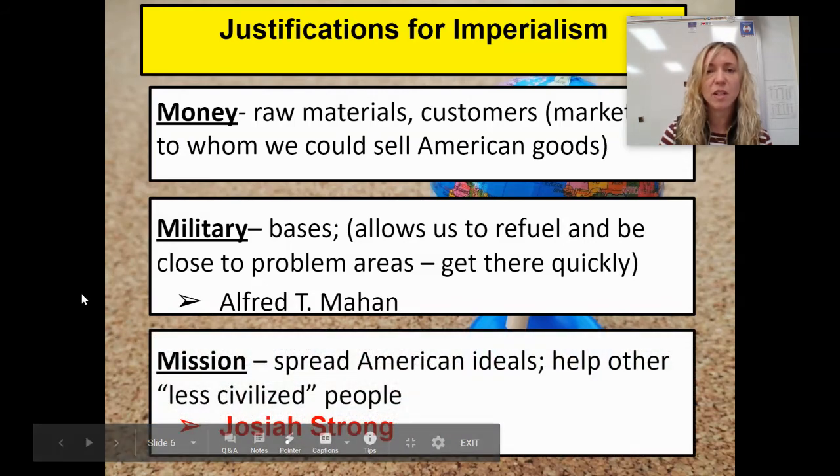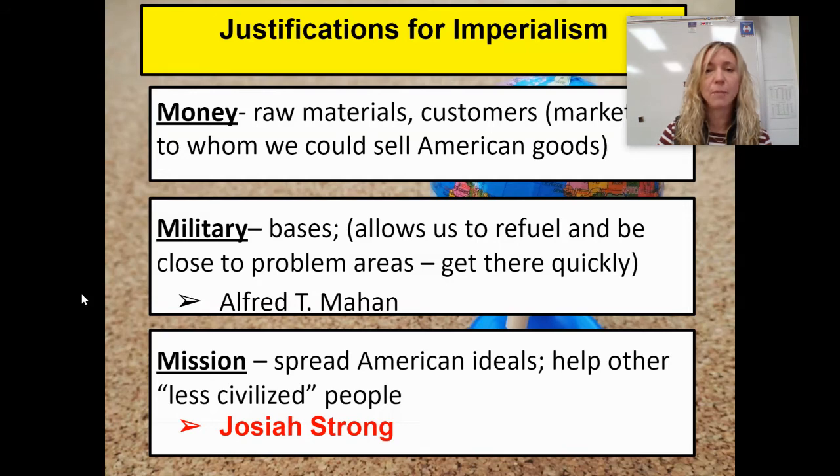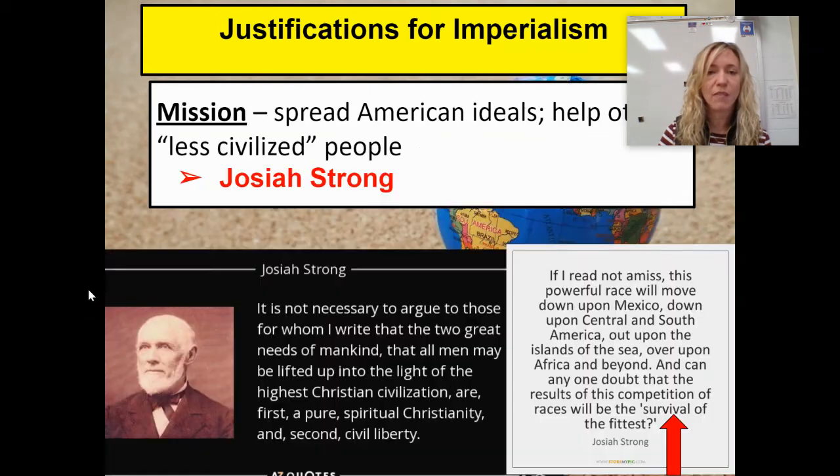And then the last M is going to be mission. There are some people pushing for us to do this because they feel that American culture and Christianity are superior to other cultures and religions, and that we have a duty to spread it to other people. Josiah Strong, one of our Quizlet terms, is a great example of that.